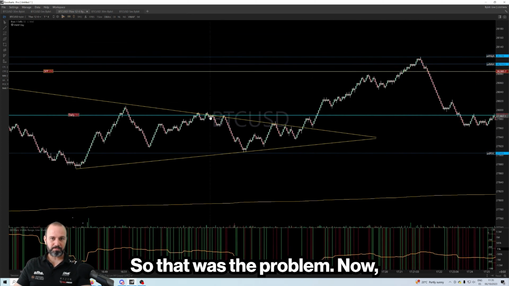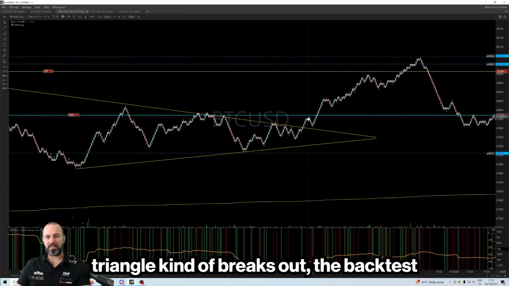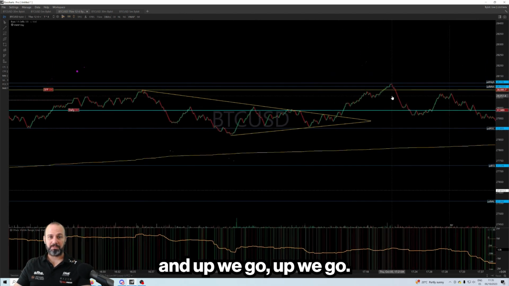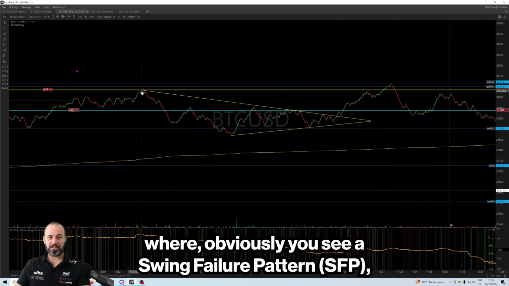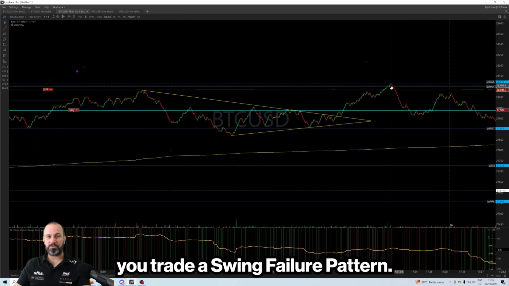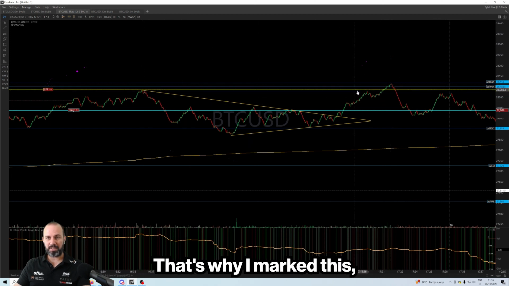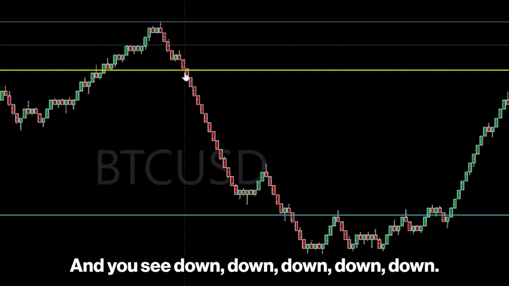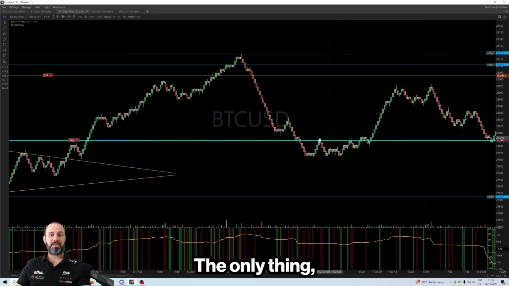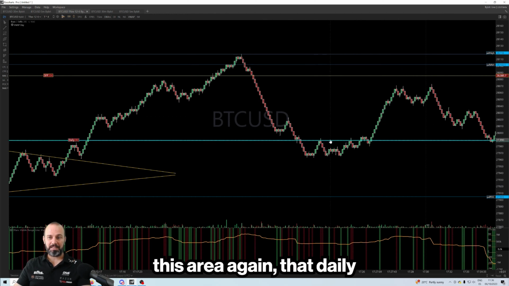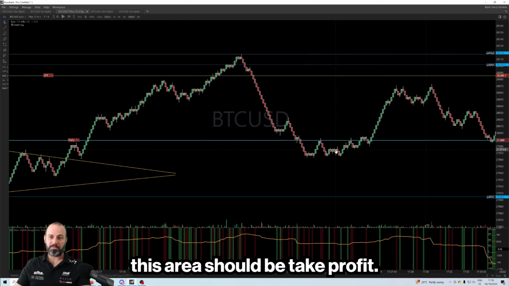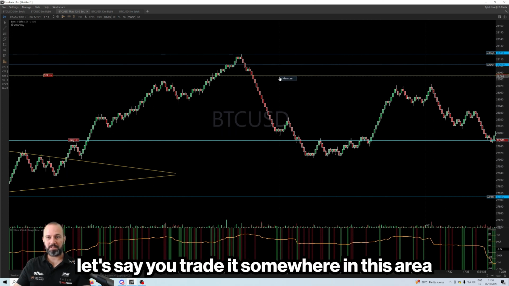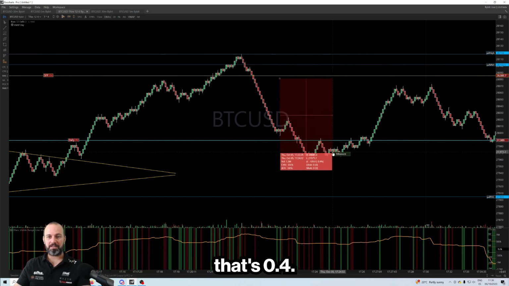Now you can see here that the triangle breaks out, the backtest, and up we go, where obviously you see a swing failure pattern, and you trade a swing failure pattern. That's why I marked this high swing failure pattern, and you see down, down, down. The only thing, this area, again the daily, should be take profit until we get more confirmation, right? Say you trade this somewhere in this area, that's 0.4.